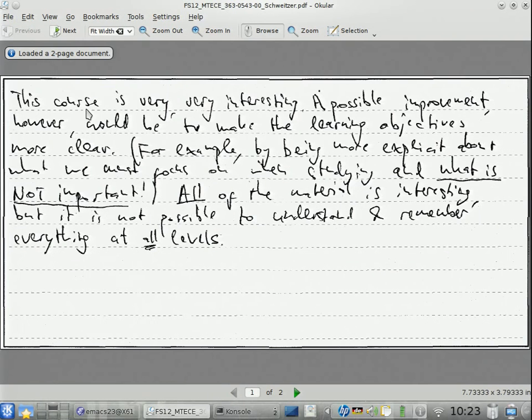So, there's place for comments, right? Two people in your particular case wrote something here, and we read this first and then we discuss it. The course is very interesting. Possible improvement would be to make the learning objective more clear. This also refers to one of the questions here. For example, being more explicit about what we must focus on, what is not important, okay.